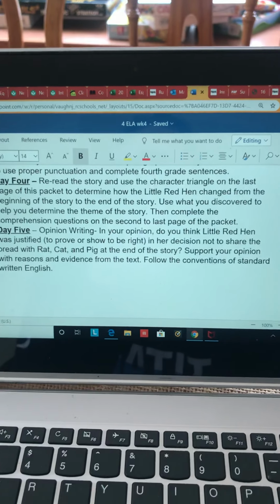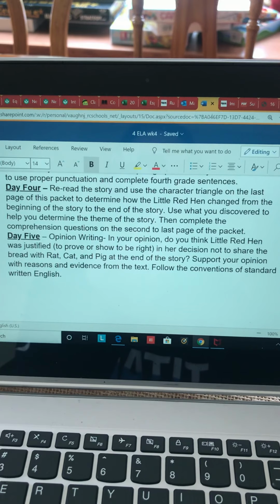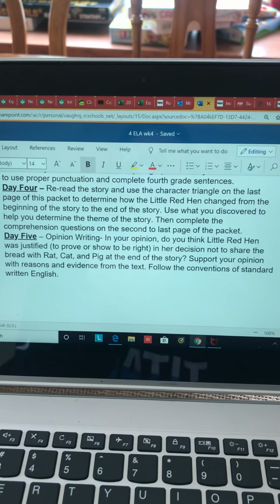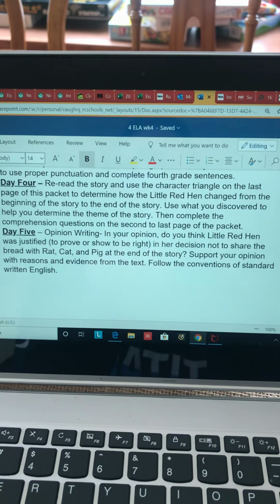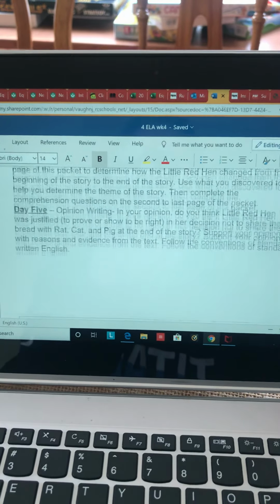And then day 5, you have a writing prompt. In your opinion, do you think Little Red Hen was justified? Justified means to prove or show to be right in her decision not to share the bread with rat, cat, and pig. So you've got an opinion writing to do there.